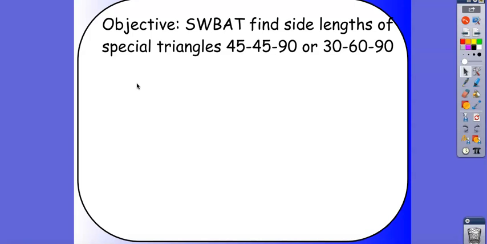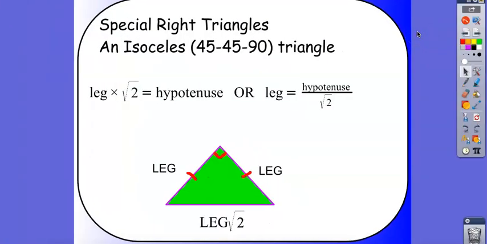I want to make sure my pen is working, and it's not. Let's see if it'll get going here. There it goes, it's getting connected. Okay, a 45-45-90 triangle. I have the example down here. Let me find my pen again. Here we go.